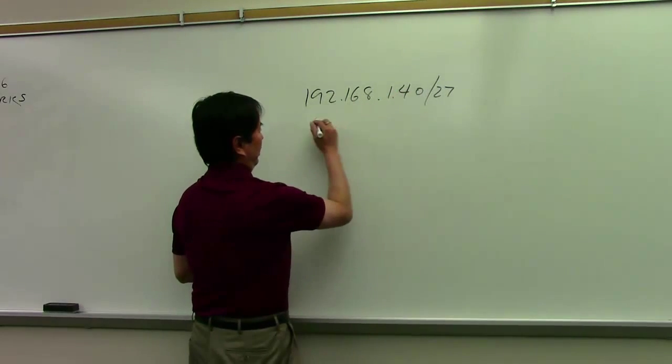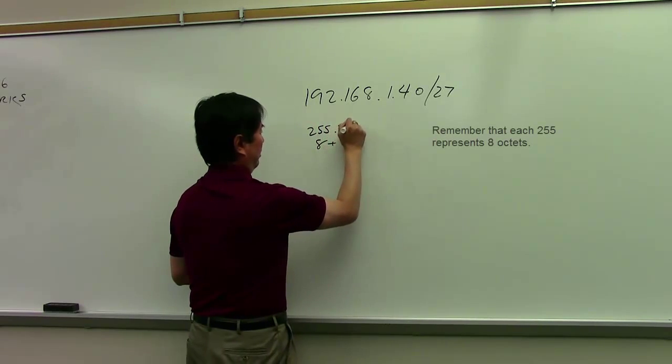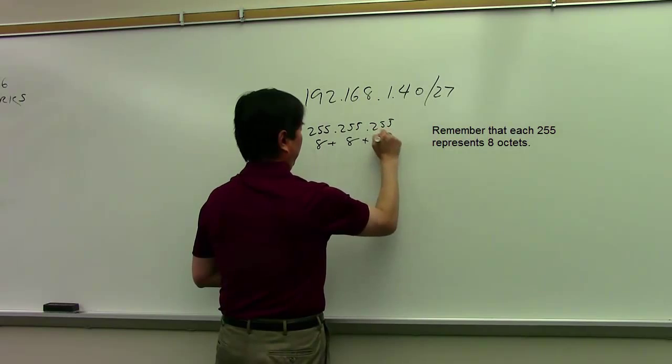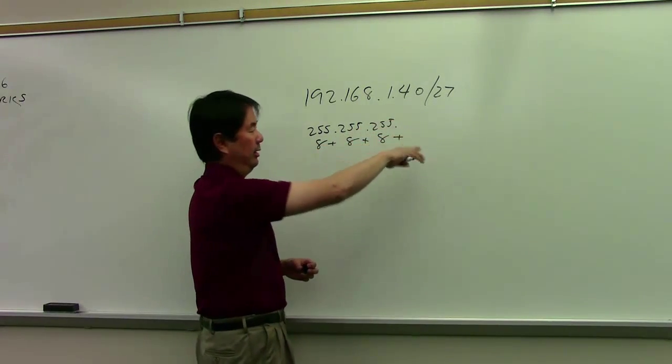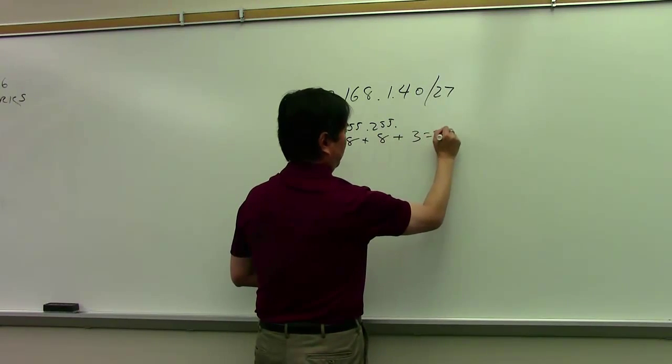What you do then is you go 255, 24 plus what gets you 27. That would be 3, and if you add these together, you should get 27.